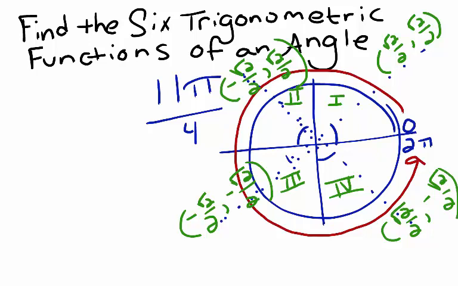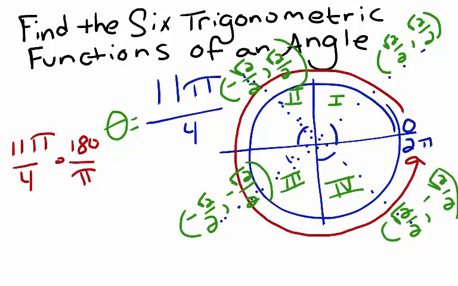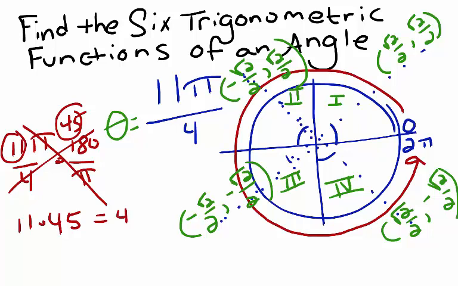So now we need to determine the point on the unit circle that corresponds to 11 pi over 4 as an angle in radians. To determine which quadrant it's in, if you don't have most of your points on the unit circle memorized, but you do know how to convert from radians to degrees, that's one helpful technique you can use. So I have 11 pi over 4. If I multiply that by 180 over pi, I'll be able to find the angle in degrees that corresponds to 11 pi over 4. By cross-canceling, I can simplify to get 11 times 45, which equals 495.